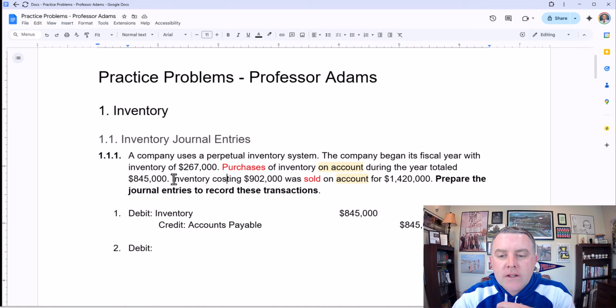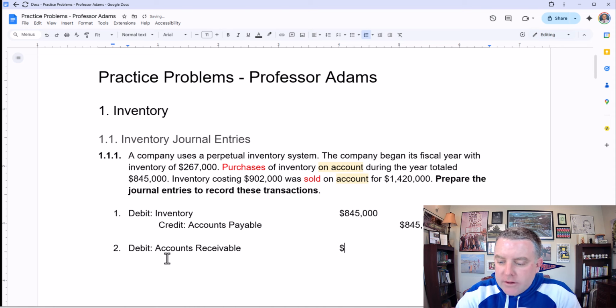Now we are extending that same courtesy to our customer and saying, hey, you can pay us later. So we don't have a liability, accounts payable. What we have here is an amount owed to us from our customer. We have an accounts receivable. So we're going to debit accounts receivable. The amount the customer owes us is 1,420,000. And we are going to credit sales revenue, because this represents revenue to us in the income statement, 1,420,000.